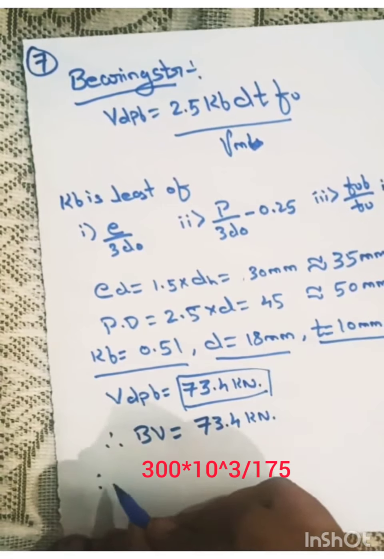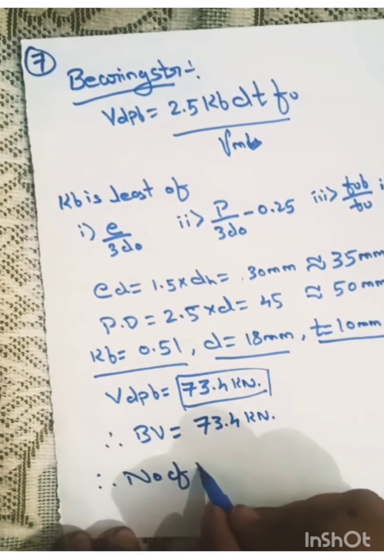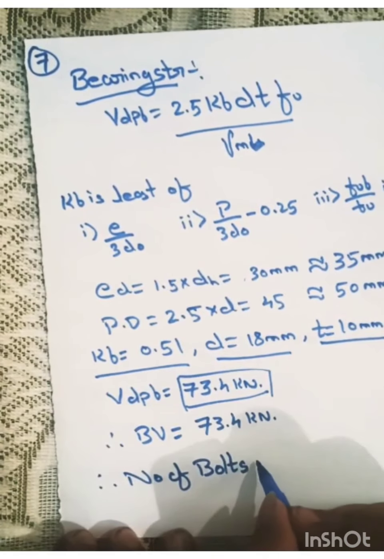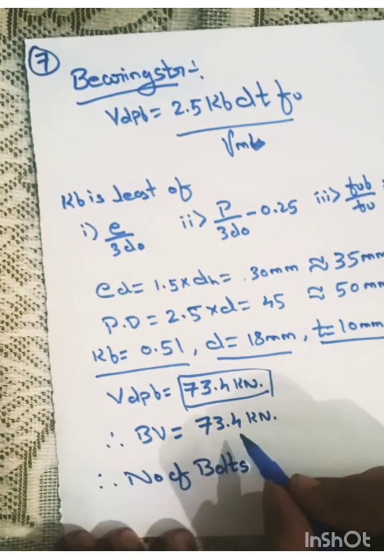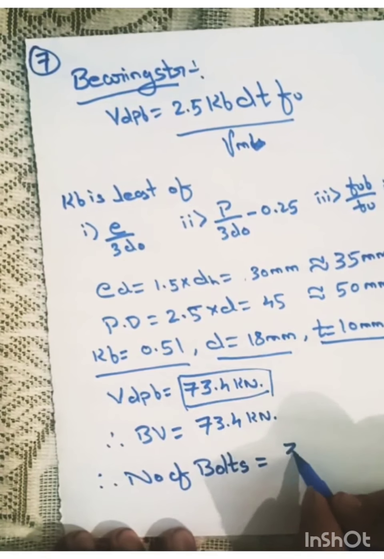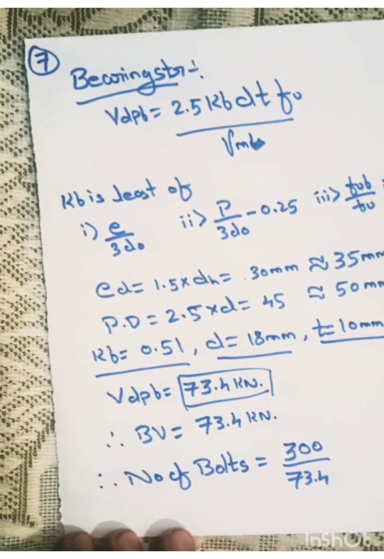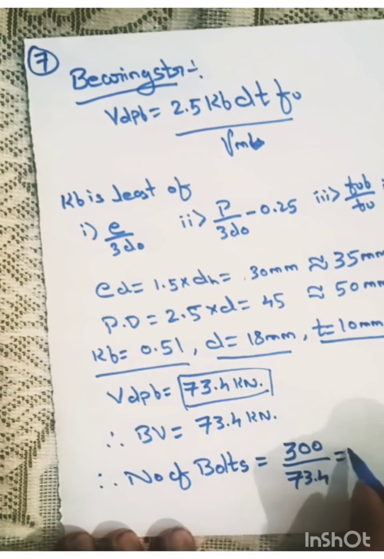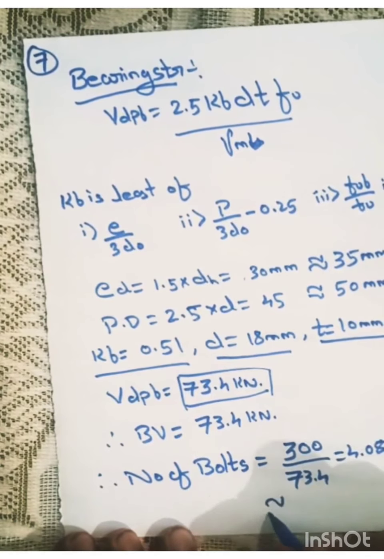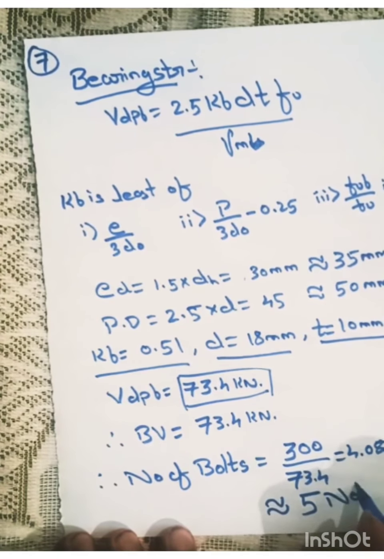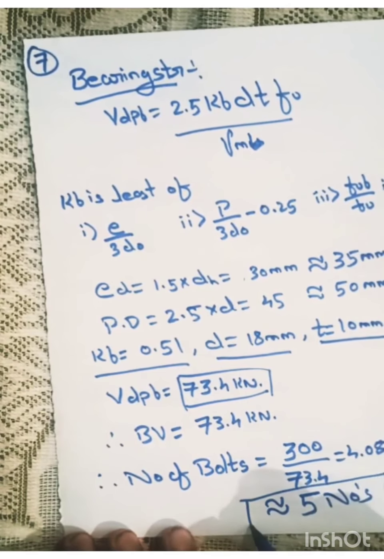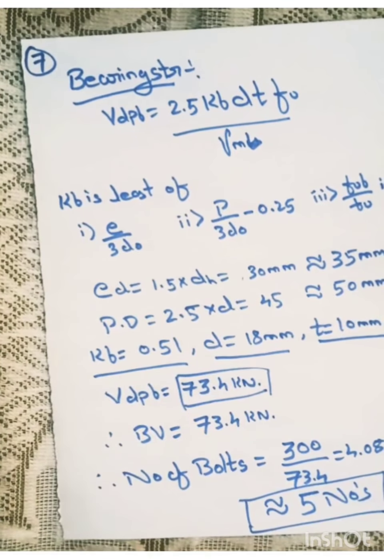So therefore we need to find the number of bolts. One bolt will take a load of 73.4 kilonewton. So for 300 kilonewton we require 300 divided by 73.4, which is 4.08. So let us provide 5 numbers. So 5 bolts are required to carry 300 kilonewton of load safely.